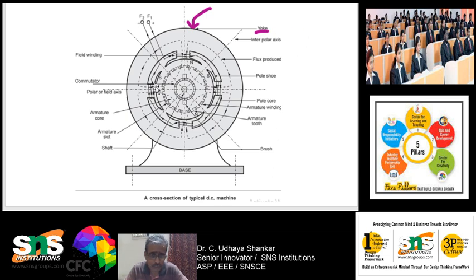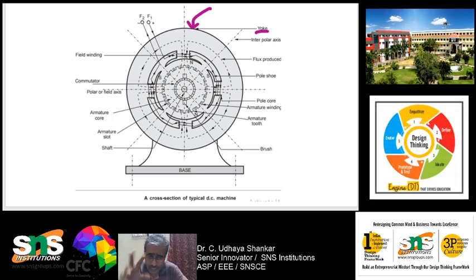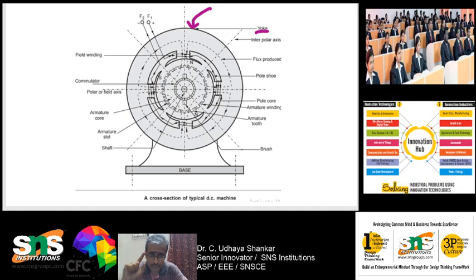The yoke has two purposes. It acts as a protecting cover and provides mechanical support to the entire pole structure inside it. It also carries the magnetic flux produced by the poles. The poles produce the magnetic flux, and that flux passes through this yoke only. This frame or yoke can be made of two different materials.